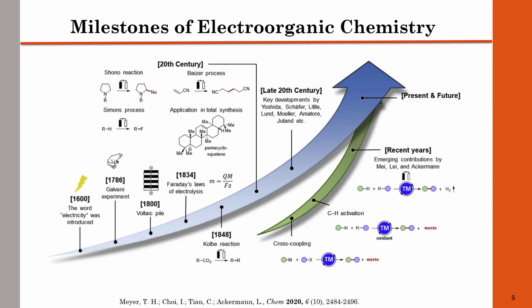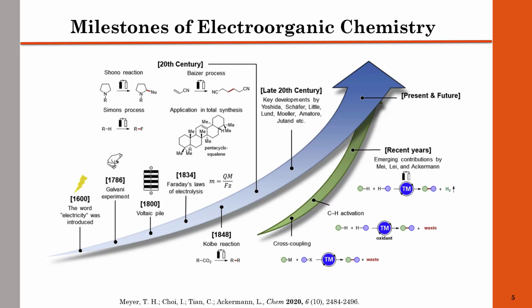Here I have illustrated the development of electro-organic synthesis. Electrochemistry was introduced starting in 1600, and then slowly it developed up to 1834, when Faraday introduced his Faraday's laws. After that, in 1848, Kolbe introduced the first organic electrosynthesis reaction. After that, many developments have been made up to today.